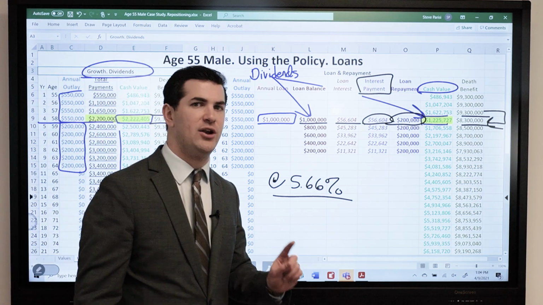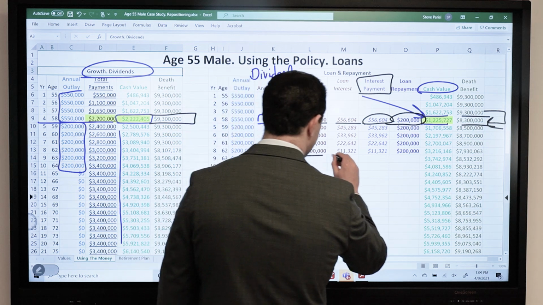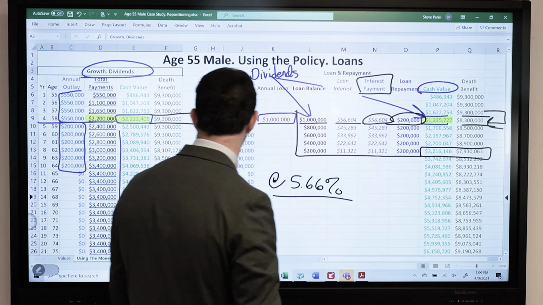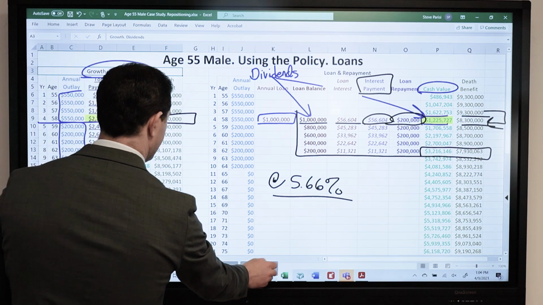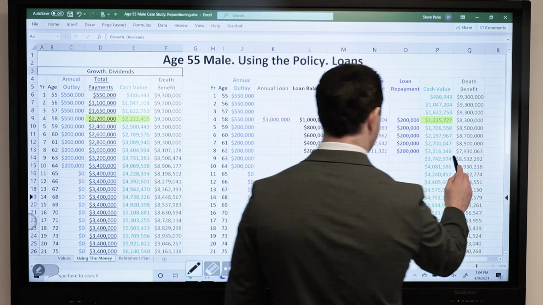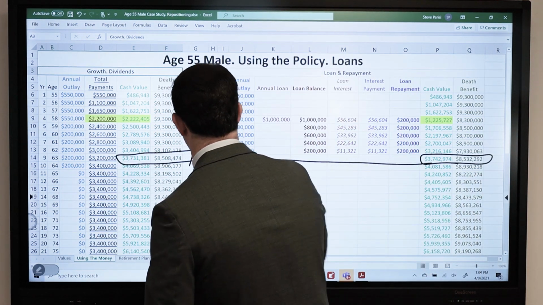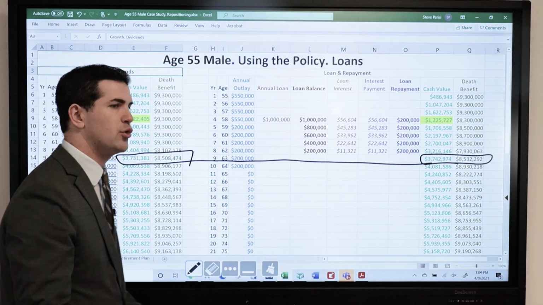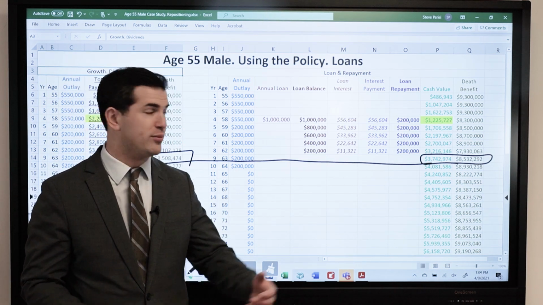What you will find when a loan is repaid, let's just zoom down to the bottom here. What do you notice about your cash value and your death benefit in this example? In fact, let's go one year after when it's fully paid off. Cash value and life insurance values are restored to exactly what they would have been as if I never touched it in the first place.